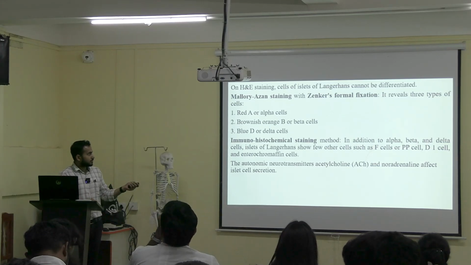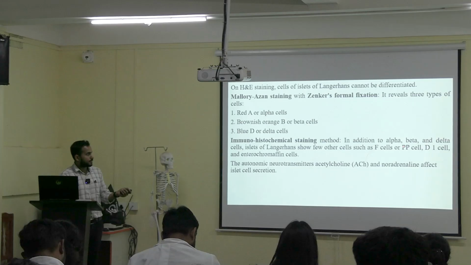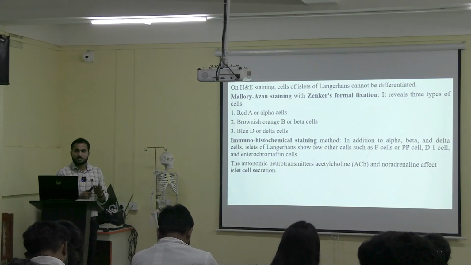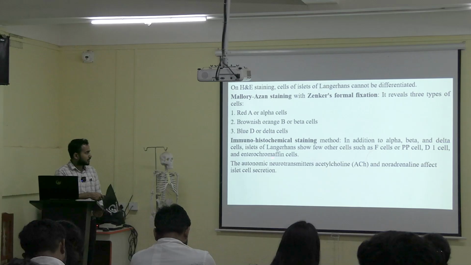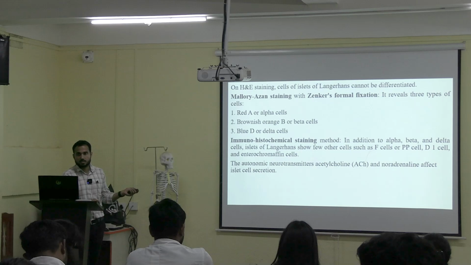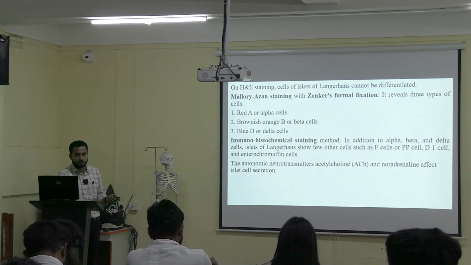Next, immunohistochemical staining is also there. With the help of that, we can identify the F cell or PP cell, D1 cell, and enterochromaffin cell. But especially for the enterochromaffin cell, with the help of silver dichromate, it can also be identified. With silver salt, silver nitrate, these enterochromaffin cells can also be identified.